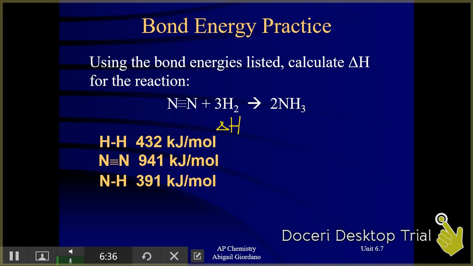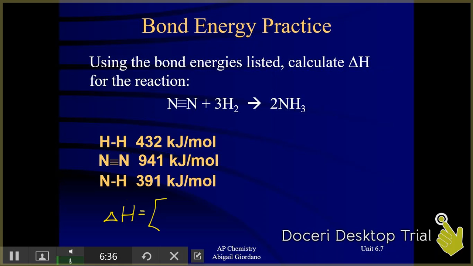Delta H is equal to, actually, let me put it down here. Right here. Delta H equals, I'm going to put a big set of brackets there. Bonds broken. Well, where are the bonds that are being broken? They're on the reactant side. Everything on the reactant side of a reaction, those are where the bonds are being broken. Those are the first ones I'm going to deal with.